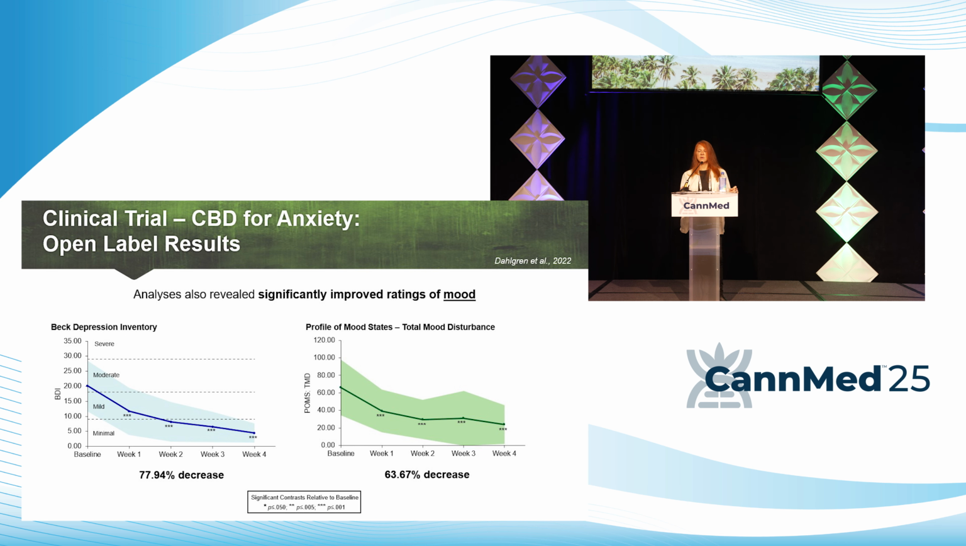This is the Beck Depression Inventory on the left and the Profile of Mood States on the right. Almost a 78% decrease in depressive symptoms. Again, self-report. And on the right-hand side, again, Profile of Mood States total is that total score. Lower numbers here are better. Almost 64% decrease. Pretty stunning.